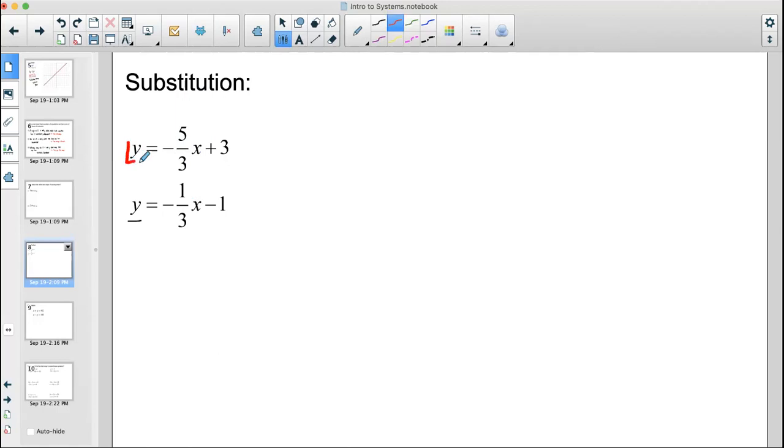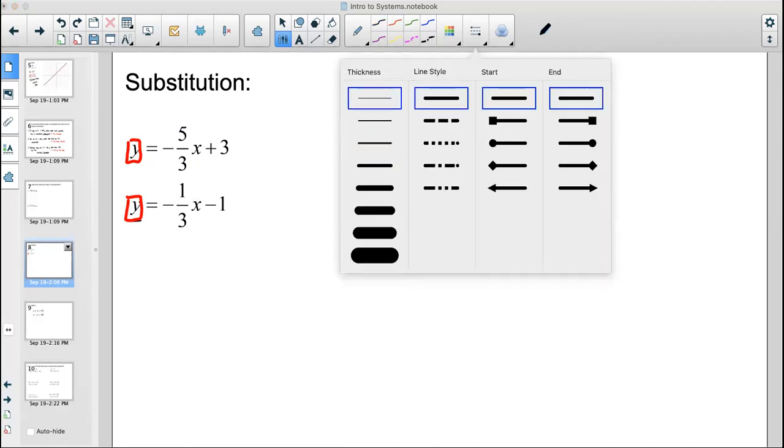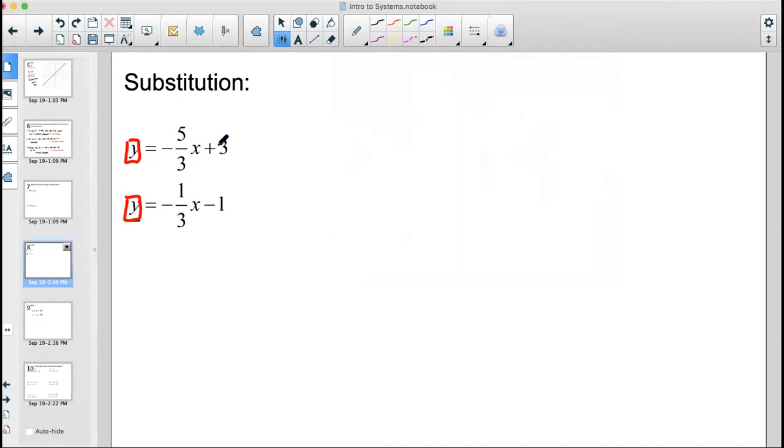Or you could think about it like, this is y and that's y. So if y equals negative 5/3 x plus 3, I can replace this y here with negative 5/3 x plus 3. You might even say I could substitute negative 5/3 x plus 3 for this y here. So that's what I'm going to do. I'm going to plug this in right here. So I get negative 5/3 x plus 3 equals negative 1/3 x minus 1.